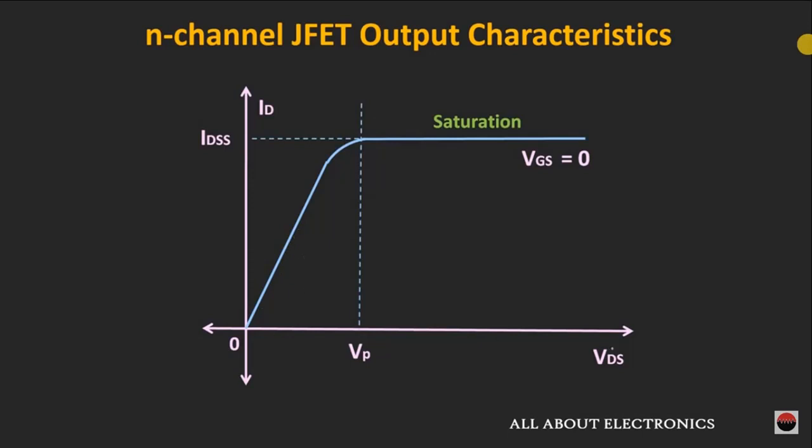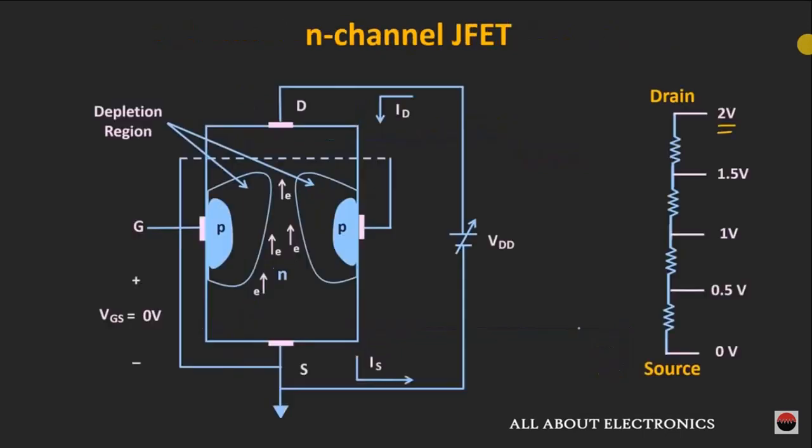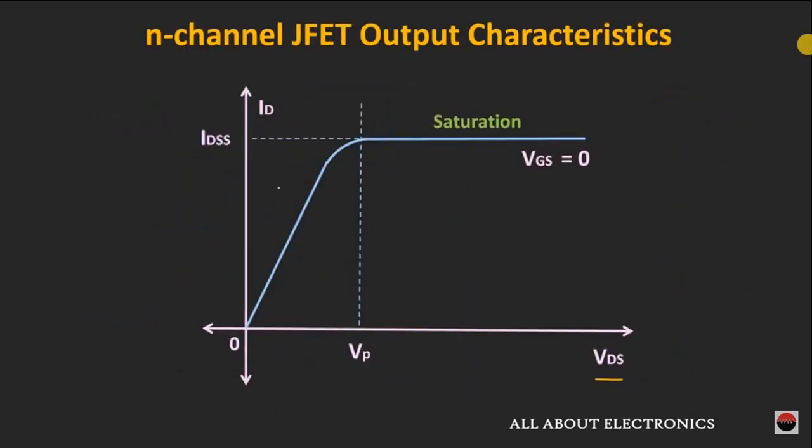But if we keep on increasing this voltage VDS, then the width of the depletion region will become wider, and due to that, the channel will become narrower and narrower. Due to this reduced channel width, the channel resistance will increase, and that is also evident from the graph. If you see this region of the graph, the slope of the line changes and it becomes more and more horizontal. So basically it indicates that as we increase the voltage VDS, the channel resistance will increase.